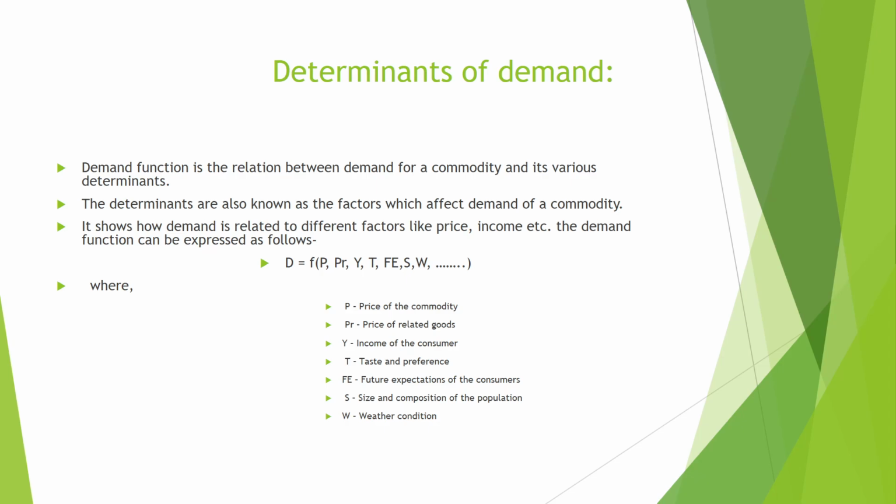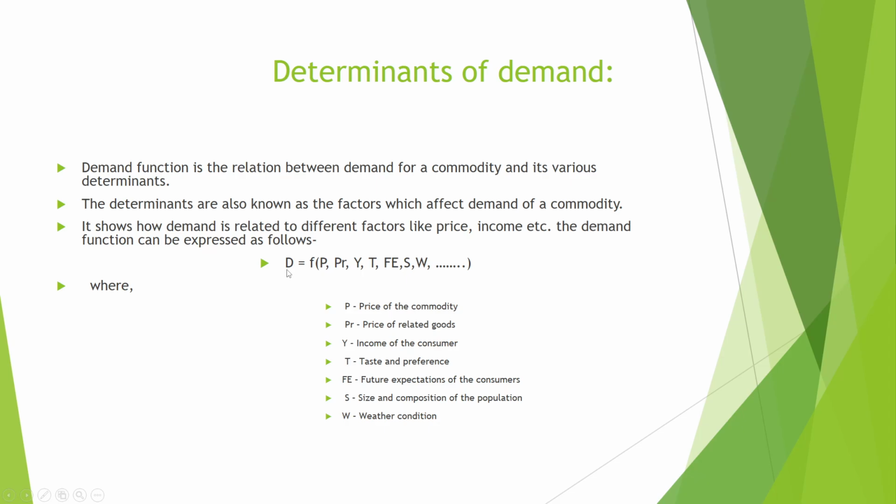Demand function is the relation between demand for a commodity and its various determinants. The determinants are also known as the factors which affect demand of a commodity. So it shows how demand is related to different factors like price, income, etc. The demand function can be expressed as follows. So I have written the demand function here.